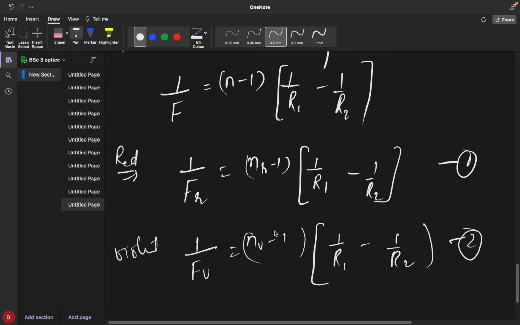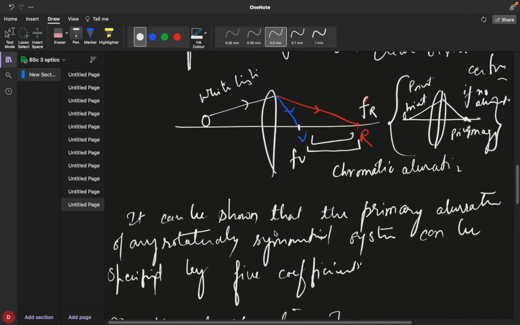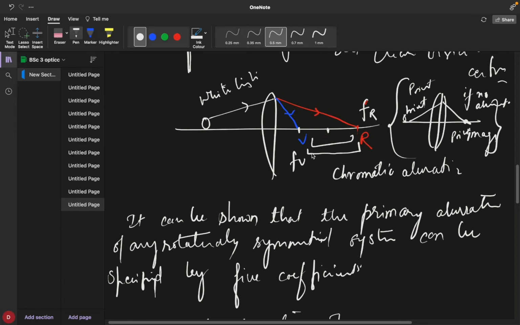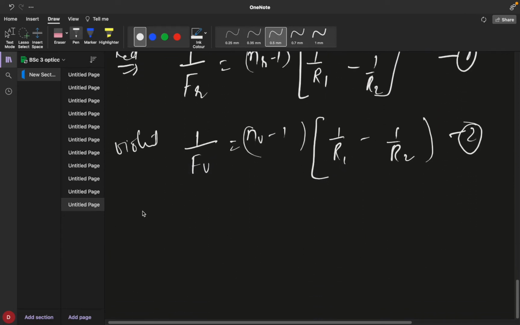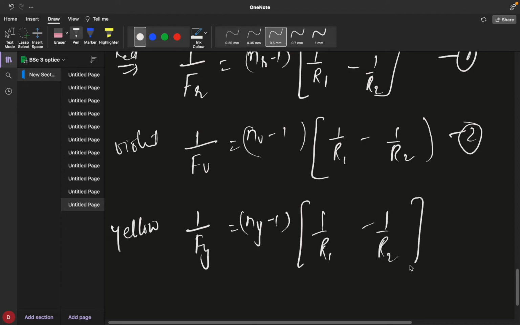Say this is equation 2. In the middle, there will be a middle color or a mean value, which we take as yellow. So 1 upon Fy is equal to (Ny minus 1) for yellow color, times (1 upon R1 minus 1 upon R2). Let's say this is equation 3.